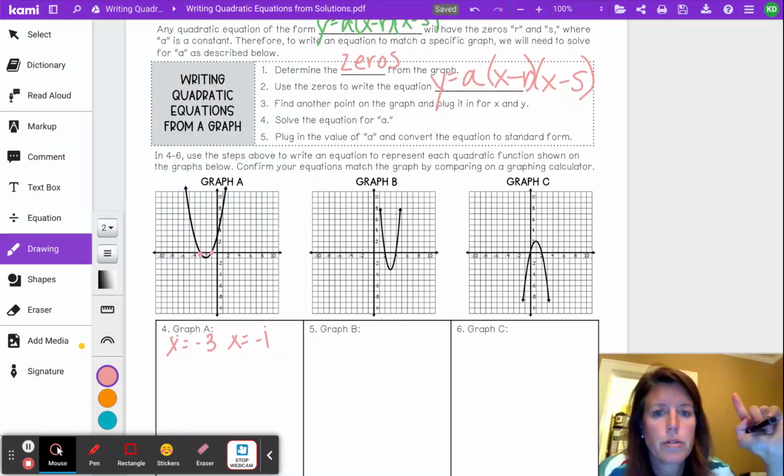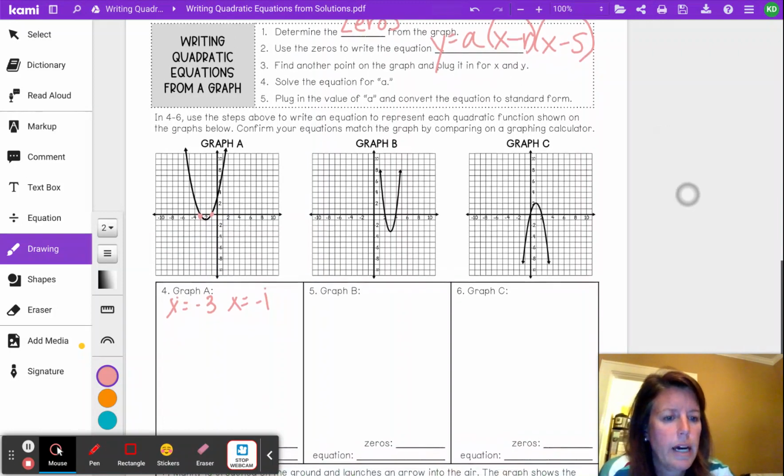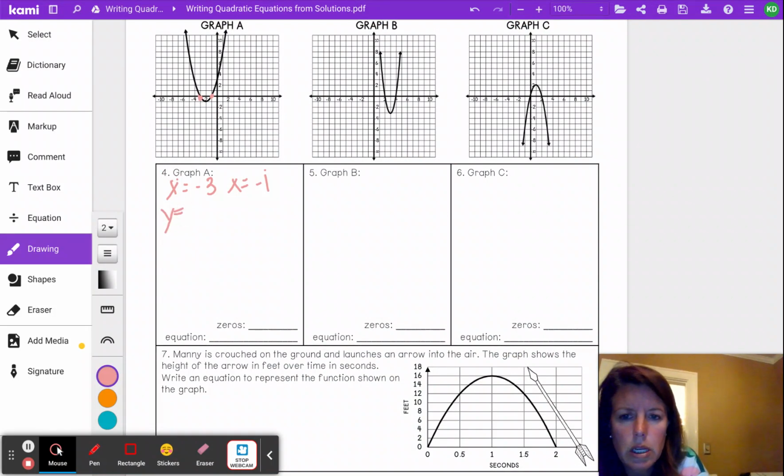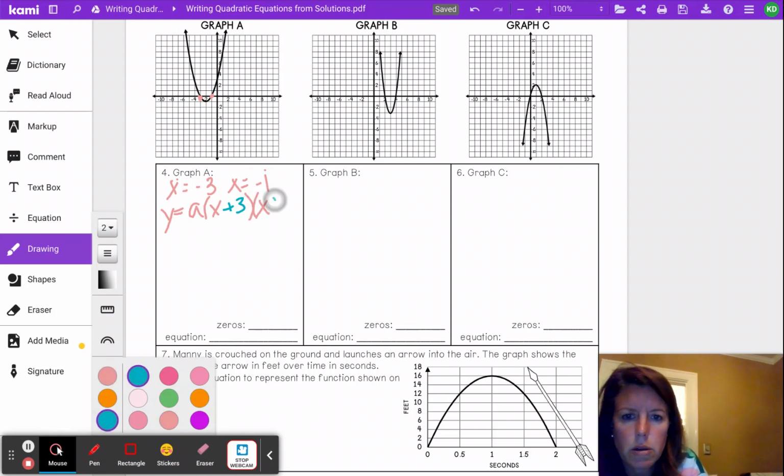We determined our zeros. Next, we're going to use those zeros to write the equation. So we're going to take out our r and our s, and we're going to write the equation. y equals a times x, and that is -3, so I'm going to make it +3. And then x, that is -1, so I'm going to do +1.